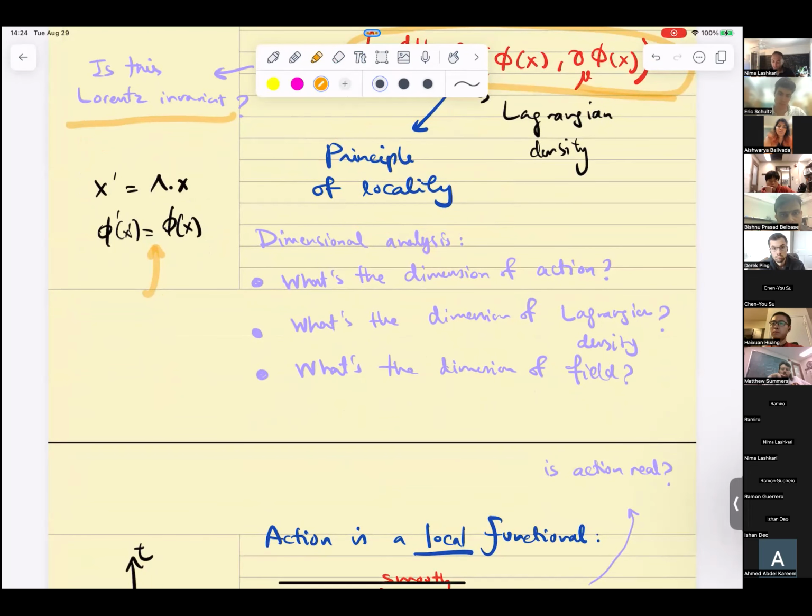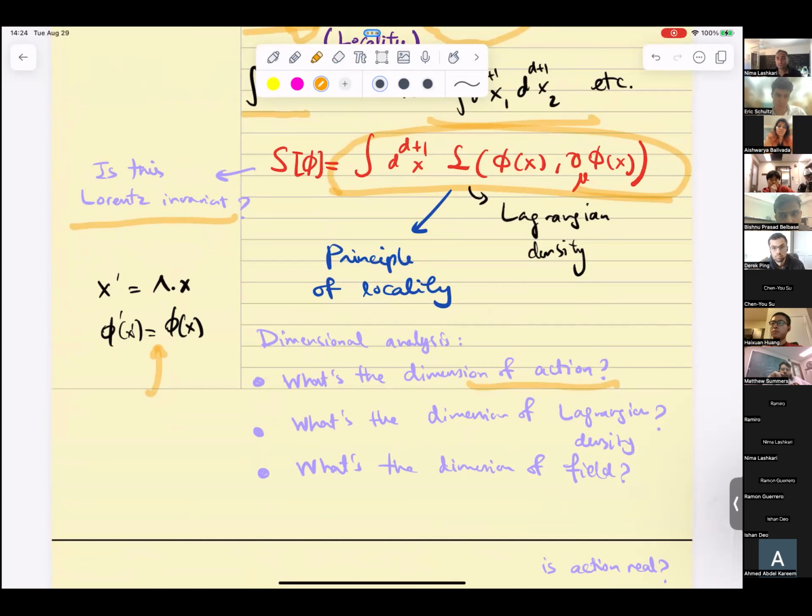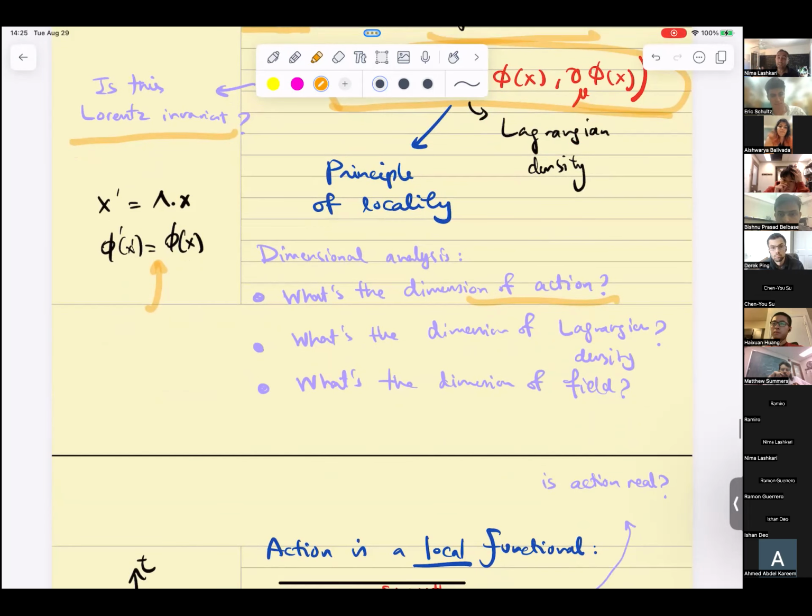Now, I want you guys to think about these. If you know the answer to any of these, just yell it out. What's the dimension of the action? Does anyone know? This is dimensional analysis. Tell me one observable in physics that has the same dimension as the action. It's joule seconds, like h bar. What is h bar? Angular momentum. Very good. So if you want to get something dimensionless, you'll have to divide the action by h bar. Good? We're going to need to do that at some point later in this course.